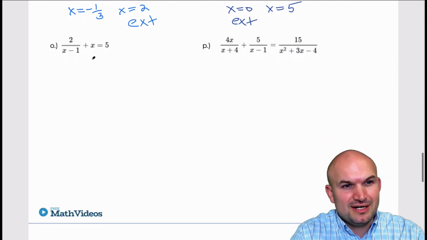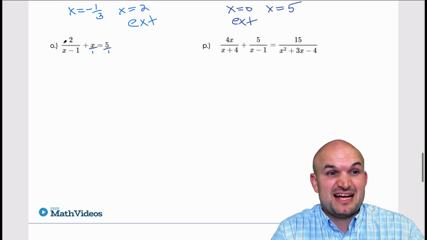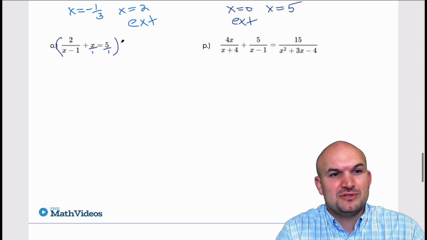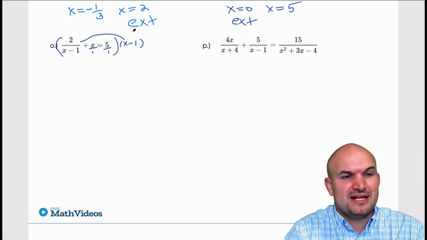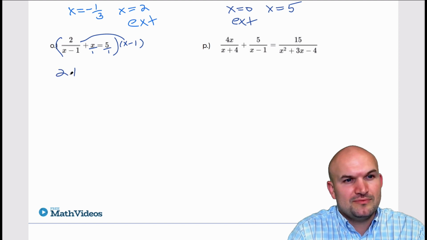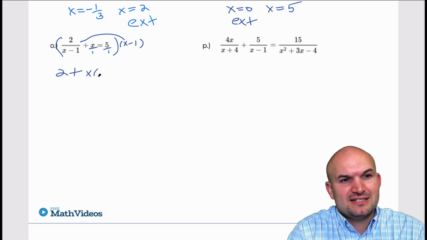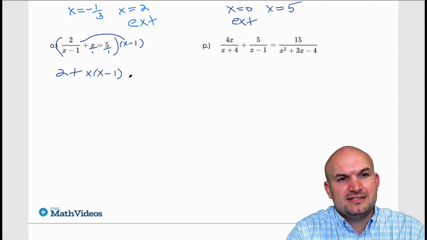So again, in this one here, we have 1 and we have 1. So the LCD is pretty easy to find. It's just x minus 1. So I'll multiply everything times x minus 1. When I multiply it times this one, the x minus 1's divide out, and I'm just left with a 2. Multiply here, I'm going to have x times x minus 1, and then 5 times x minus 1.